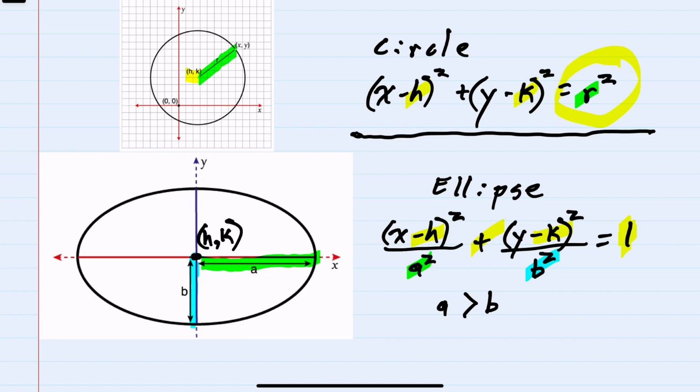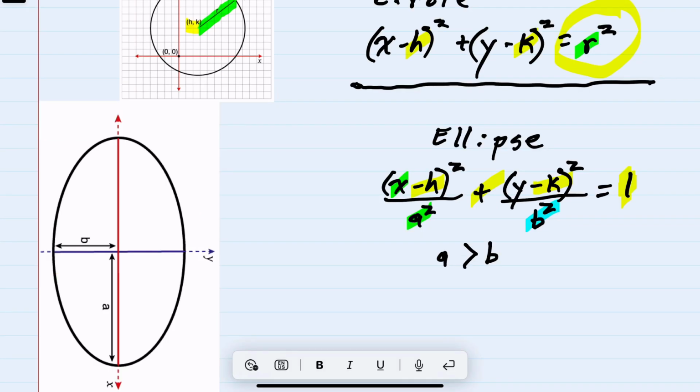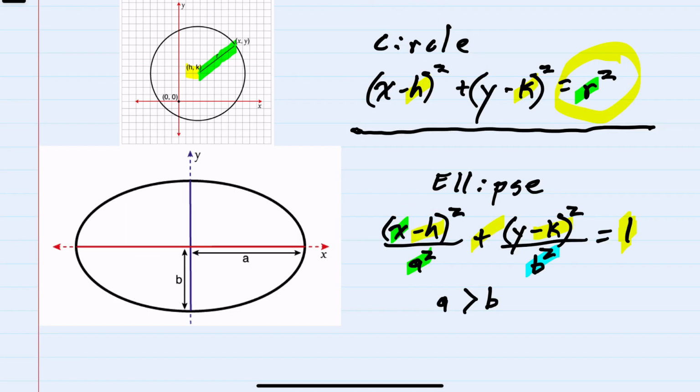And you can see in this example that the a squared is under the x term, so it has been stretched horizontally. If the a squared was under the y term, then the ellipse would be stretched vertically instead of horizontally. But for this example, I'll keep it horizontal where the a term is under the x value. For terminology, a is the major axis, so the length of the major axis is 2a, and b is the minor axis, which has a length 2b.